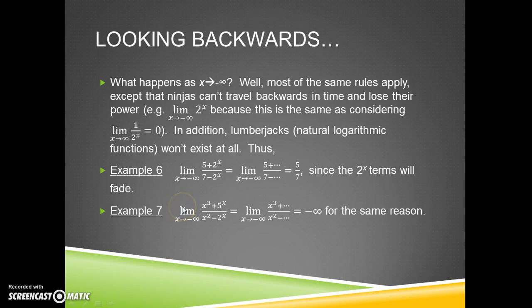If we want to evaluate limit as x goes to negative infinity of x cubed plus 5 to the x over x squared minus 2 to the x, then we notice again the ninjas fade no matter how powerful they are. This is the same as limit as x goes to negative infinity of x cubed over x squared, and that limit goes to negative infinity because the ratio of the two polynomial functions is just x, and limit as x goes to negative infinity of x is negative infinity.